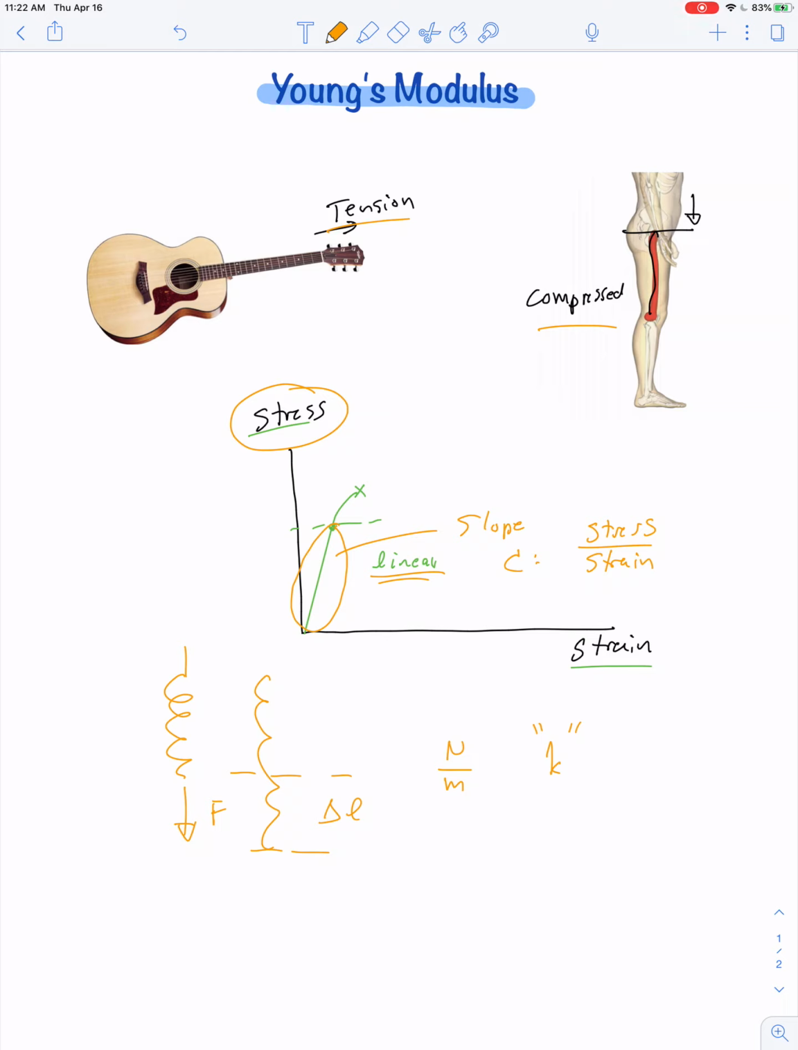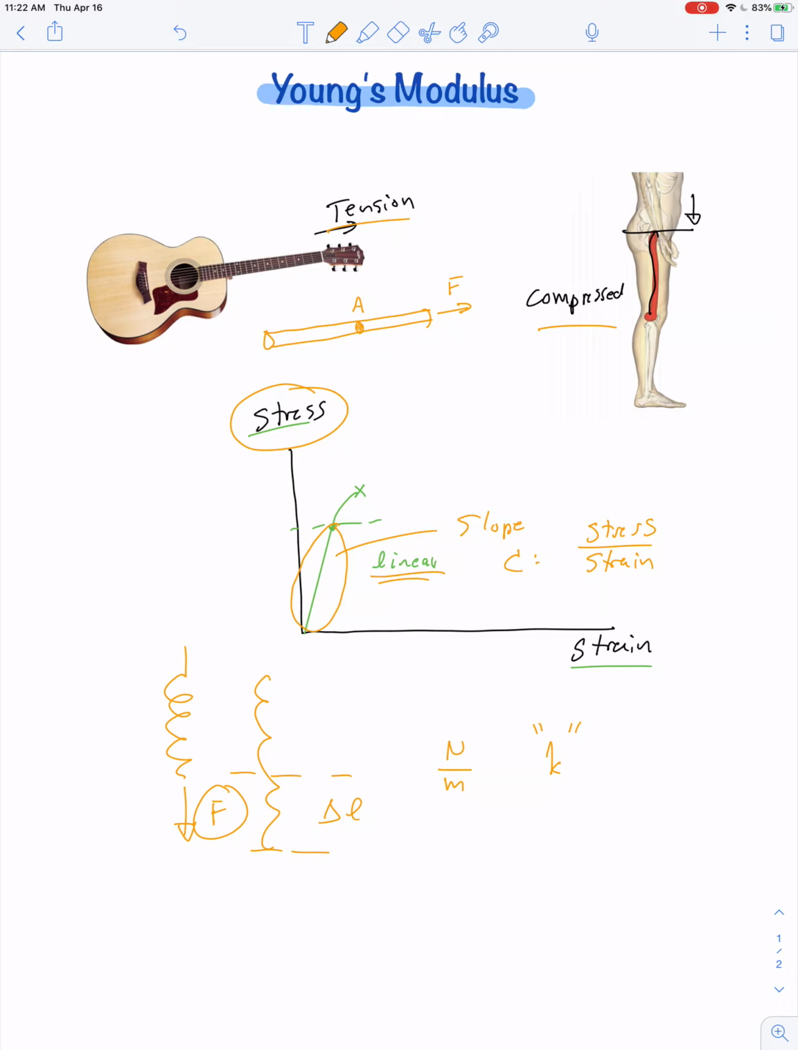When it comes to materials like guitar strings and bones, we're not going to measure the stress in force, we're going to measure it in force per unit area. So as the guitar string gets stretched, it's not just the amount of force that's applied, but it's a ratio of the amount of force in comparison to the cross-sectional area of that guitar string.